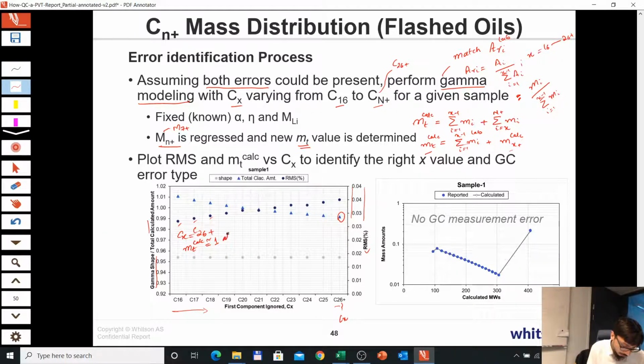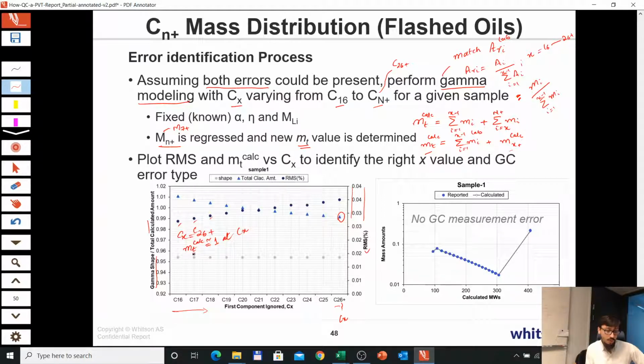So this is at Cx. Okay, when we have these two pieces of information, we can tell what kind of problem we have in this gas chromatography data. When we have Cx equal to C26 plus, this is suggesting that we may have an internal standard problem. But just knowing the Cx value, you cannot guarantee whether you have an internal standard problem or not.